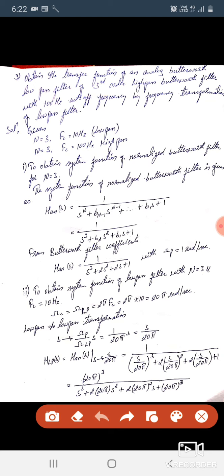First, the given order is third, so n is going to be 3. Our cutoff frequency is taken for low pass as 10 Hz and high pass as 100 Hz.